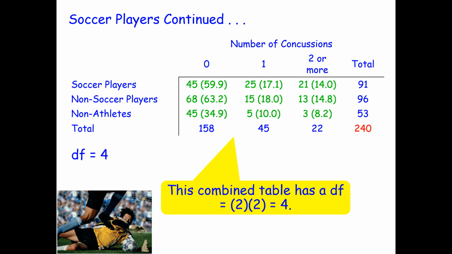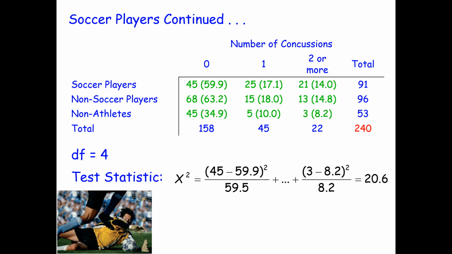Now let's calculate our test statistic. For our chi-squared, we're going to take our observed minus our expected, square that, and then divide it by our expected. We're going to do that for each cell, and then add all of those together. And we're going to get a chi-squared value of 20.6 here.